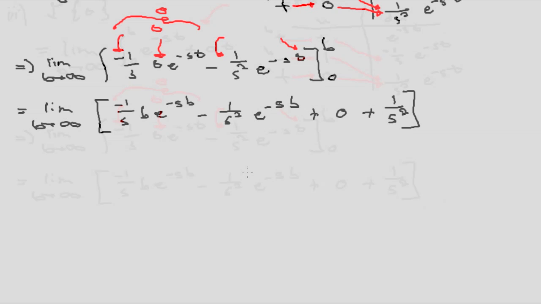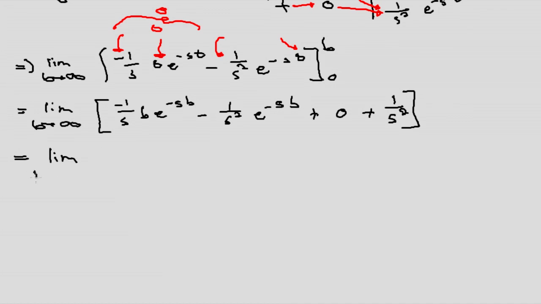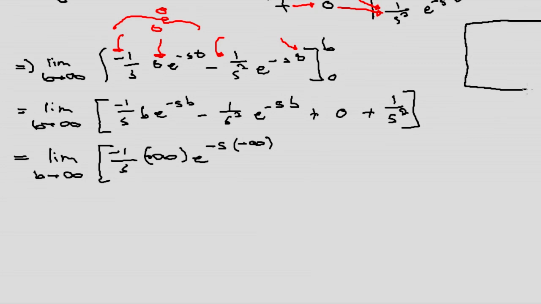Okay, then what can happen here is an indeterminate form at infinity. Let's see. Negative 1 over s, where our b is approaching positive infinity, and e raised to negative s multiplied by something very, very big. So our b is infinite multiplied by e raised to something negative and very big. So it becomes infinity multiplied by 0, and that will be indeterminate.